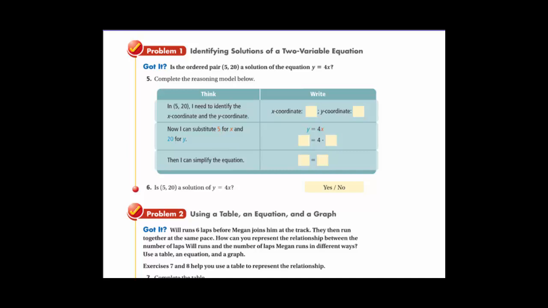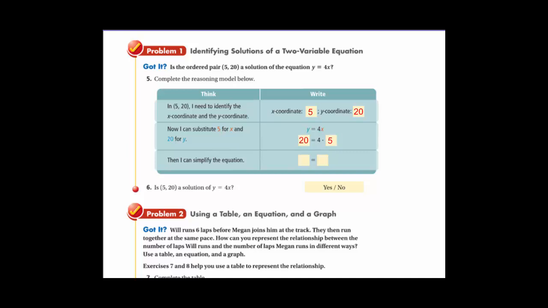Now we're going to work on identifying solutions of a two-variable equation. So questions are going to be in this form. Is the ordered pair, in this case 5, 20, a solution of the equation y equals 4x? So here's a little plan for thinking it through. In 5, 20, we need to identify the x-coordinate and the y-coordinate so we know where the numbers go in the equation. So the x-coordinate is the first number, 5, and the y-coordinate is the second number, 20. If you're ever confused, just go alphabetic order. X comes first, so the first number is x. Now we can substitute 5 in the place of x and 20 in the place of y. So this blue y gets replaced with 20, and the red x gets replaced with 5.